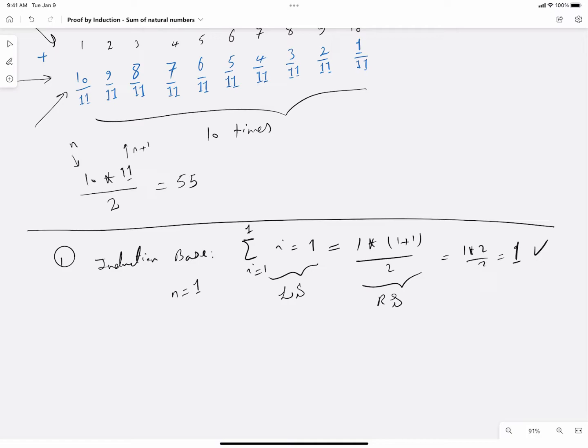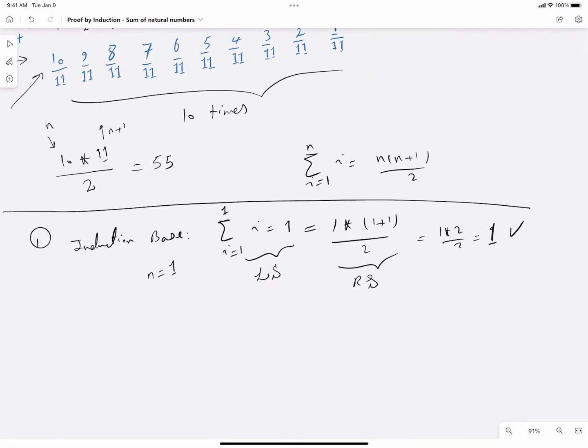So one more time, I'm going to write down what we're going to prove. We're going to prove that the sigma of i equal to 1 up to n of i is equal to n times n plus 1 divided by 2, or in other words, the summation of the first n natural numbers is equal to n times n plus 1 divided by 2. So that's our induction base. Again, just showing that for some small value of the input n, this is true.